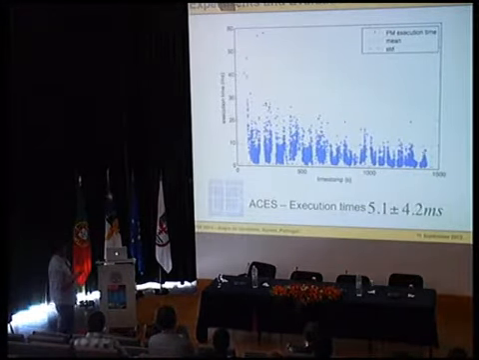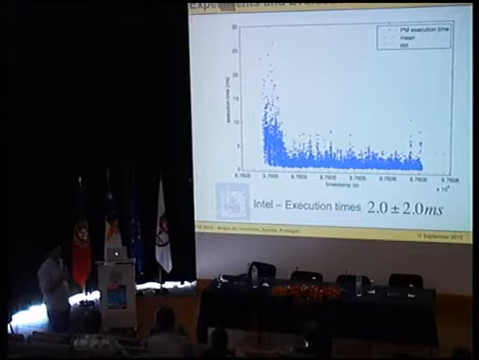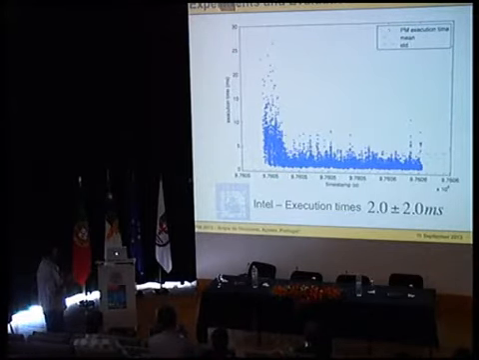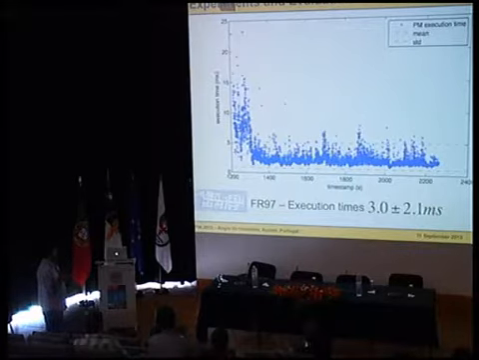Another is the Intel, which has 2 milliseconds on average, which I think is quite fast compared with maybe GMAP. It takes 1 second instead of 2 milliseconds. And the last one is the Freiburg building, which also has an average of 3 milliseconds of execution time for the whole map.